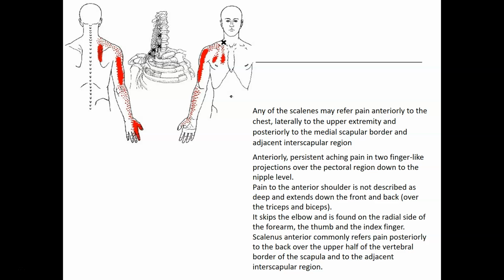Scalenus anterior commonly refers pain posteriorly to the back over the upper half of the vertebral border of the scapula and to the adjacent interscapular region. I've said this many times, you really do need to get to know these patterns because they're only going to help you help your patient when they show up. Whether it's them expressing a pain pattern like this, if it's active, meaning that there's no movement, or if it's a latent trigger point that when you push in there, you get the same referral pattern.